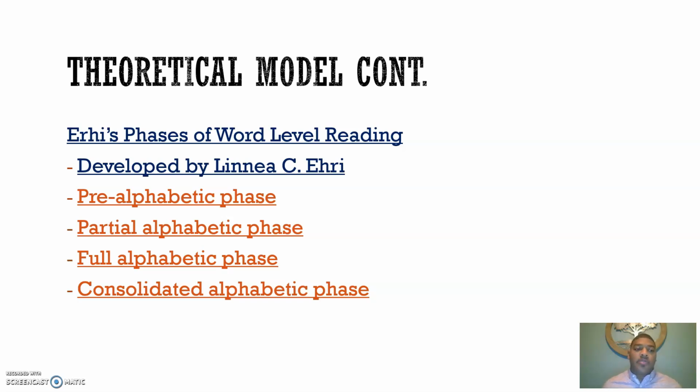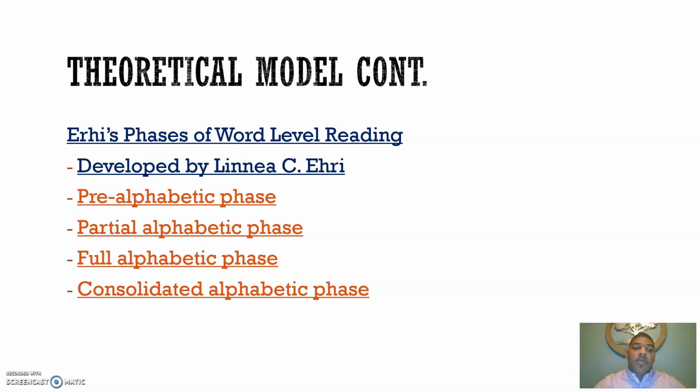Next model we have is Ehri's phases of word level reading, developed by Linnea C. Ehri. She has the pre-alphabetic phase where students may not have any alphabetic knowledge, yet they can familiarize certain words based off possibly seeing them on logos and things like that. Partial alphabetic phase, you start to read some letters in words and start to try to pronounce those words a little bit based off the letters that you're familiar with.